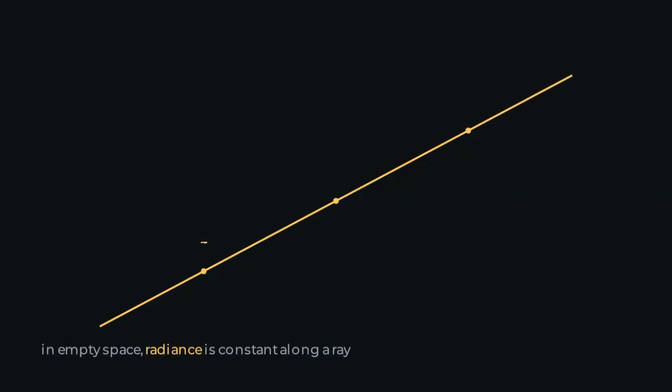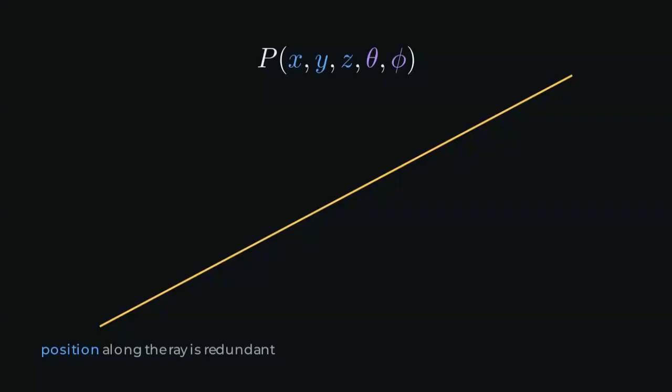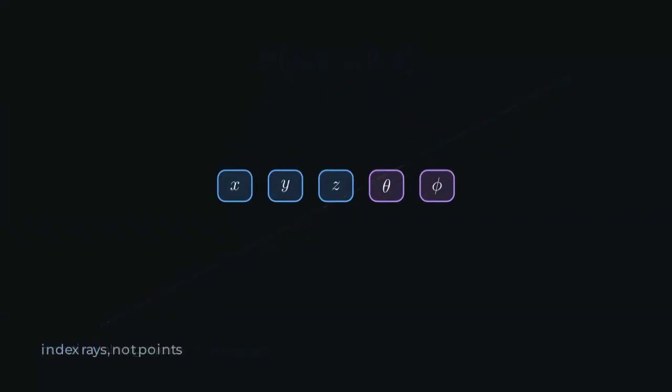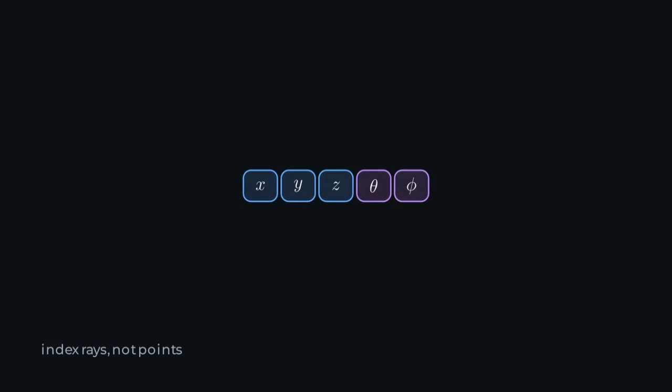Now here comes one genuinely clever way of reducing parameters. In an empty space along a straight ray, radiance doesn't change. The light leaving a surface is the same light arriving at your eye 2 meters away. Same value. So if you only care about the regions outside an object, one of the 5 dimensions is redundant. Any point along the ray gives you the same answer. So what matters is the ray, not the point.